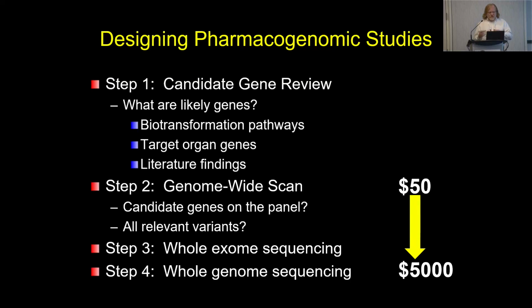That's the first step, is I begin parsing these together. And I always do that even though there are genomic arrays that will cover these things. I want to know in advance what I think I might find as relevant candidates. The next step really is a genome-wide scan, often called genome-wide association studies. And then I can look to see whether the candidate genes that I've identified in the earlier analysis are on the panel that I'm using, and if all relevant variants are there.